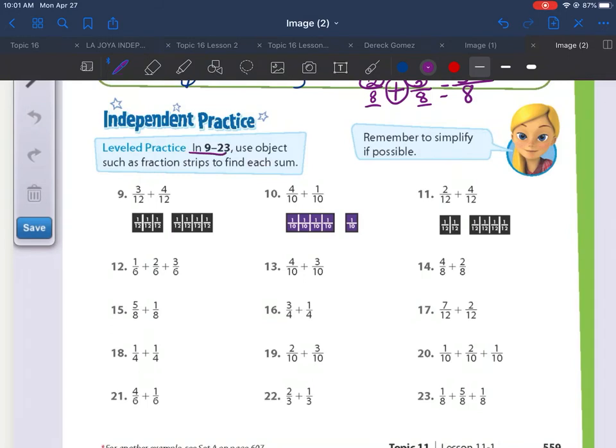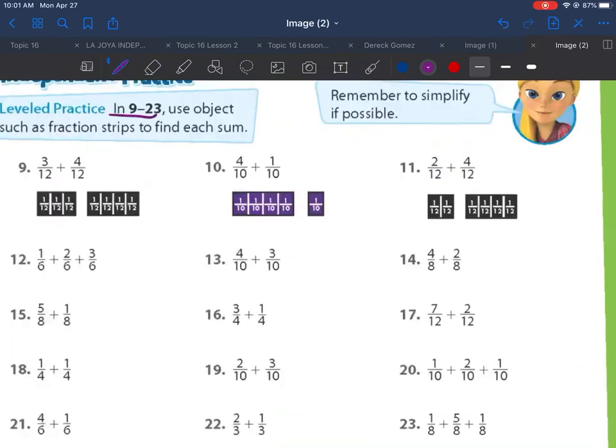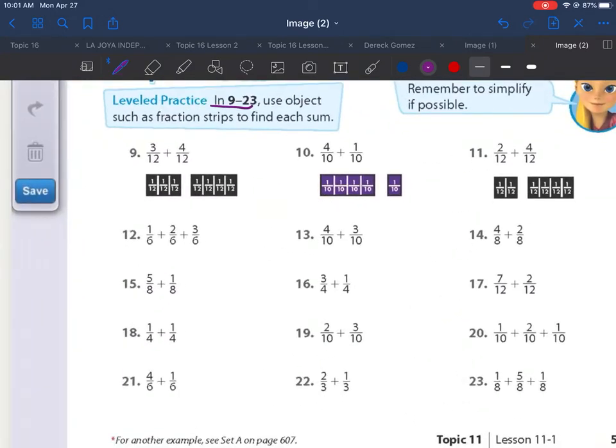We're going to go ahead and continue at the bottom. Level practice. In 9 to 23, use objects such as fraction strips to find each sum. Remember to simplify if possible. I'm not going to be using the fraction strips. You can if you need to, but the reason why I'm not is because we already covered adding fractions with like denominators in class. So this should be a review for you. If you need to draw the fraction strips, by all means, you can.